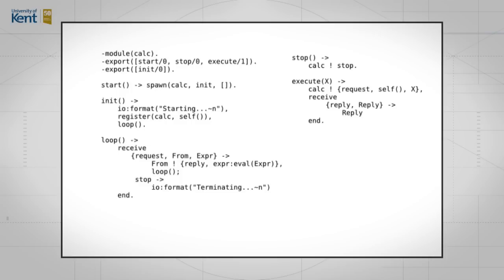And what happens in that loop is when it gets a message from the client, it calls Simon's code, this expression evaluate, and it replies to the client. So that's the server side of things. The client side of things, that's just a simple function, execute. It just sends a message to this registered process called calc, because once you've registered a process name, you don't even need to look it up. You can just send a message to it directly, and it waits for a reply from that server.